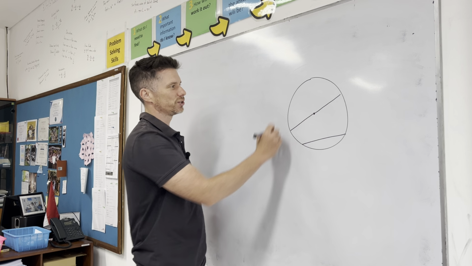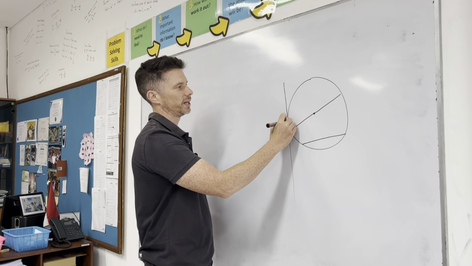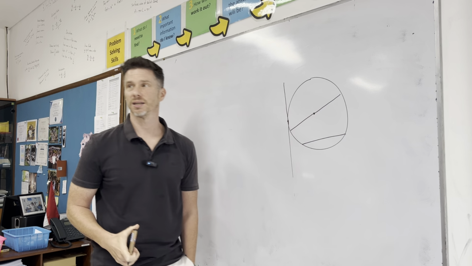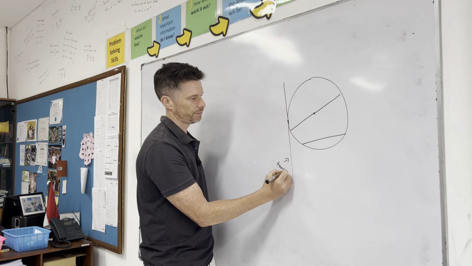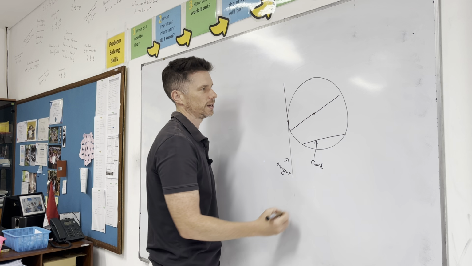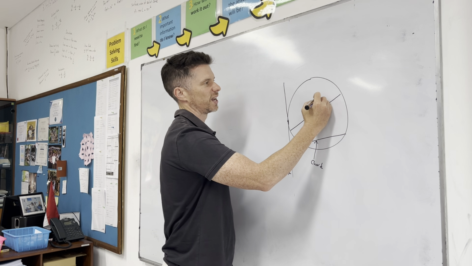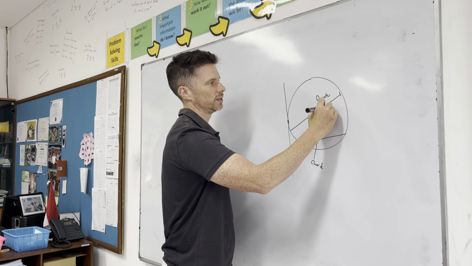A line that just touches the circle at one point, I know mine might not look like it, is called a tangent. So this is a tangent. This is a chord. This is a diameter, and from here to here is a radius.